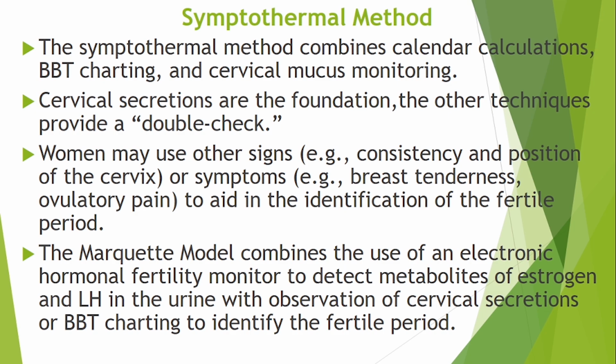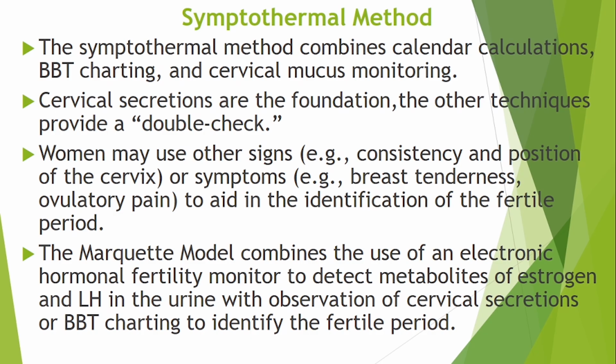The symptothermal method combines calendar calculations with basal body temperature charting and cervical mucus monitoring. So it's a combination of the previous methods that we have discussed. Cervical secretions are the foundation of the symptothermal method, while the other techniques will provide a double check just to make it more effective. Women may use other signs, for instance, the consistency and position of the cervix, or symptoms such as breast tenderness, ovulatory pain, to aid in the identification of the fertile period.